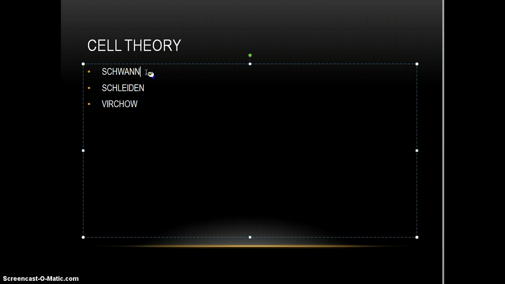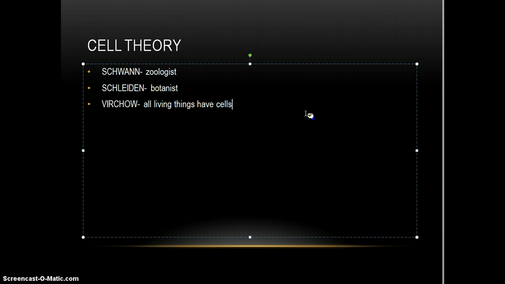So what happened was Schwann was a zoologist, and through his research he found that all animals consisted of cells. Following his work, Schleiden, who was a botanist who studied plants, discovered that all plants consist of cells. Virchow followed the work of both Schwann and Schleiden, and he figured out that all living things have cells. The work of these 3 men created the cell theory.